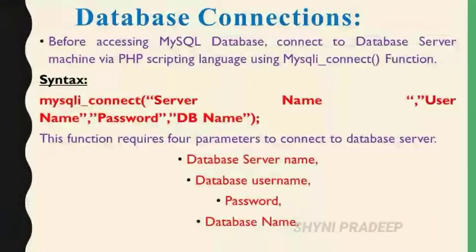First let us see database connections. If you want to connect a MySQL database with the server machine via the PHP scripting language, you can use the MySQLi connect function. This is the syntax of the connect function: MySQLi connect, server name, username, password, database name. Here 4 parameters are used to connect to the database server. What are they? Database server name, database username, database password, database name. So if you want to connect to the database server via PHP, you have to use these 4 parameters.